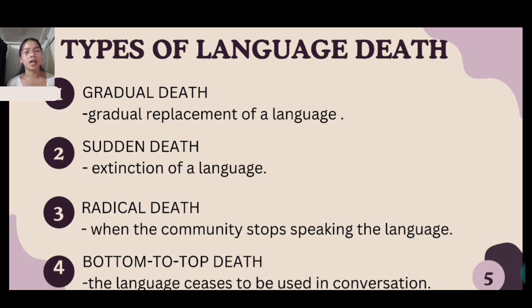Radical death happens when people stop using their language because of political or social pressure, even though they are still alive. They might switch to a dominant language to avoid discrimination or to fit into society.